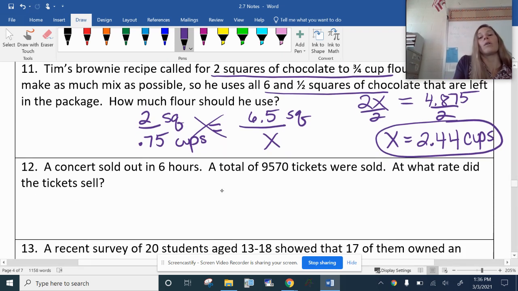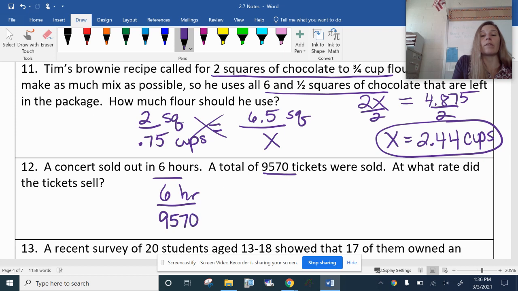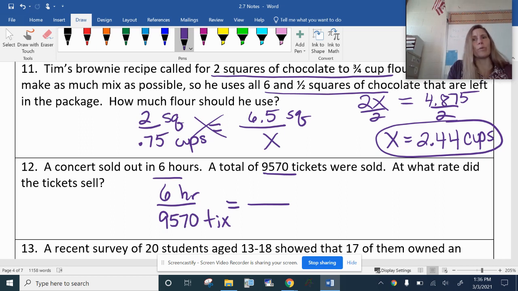A concert sold out in 6 hours. A total of this many tickets were sold. So in 6 hours, they sold 9,570 tickets. At what rate did they sell? Well, we want to know hours per ticket or tickets per hour. So see how we're finding that unit rate.